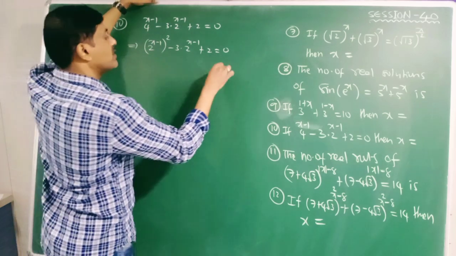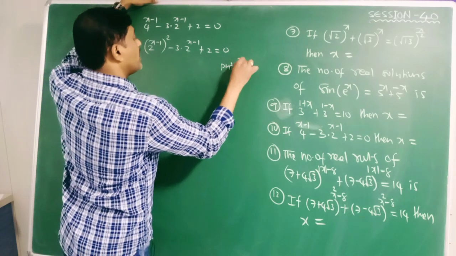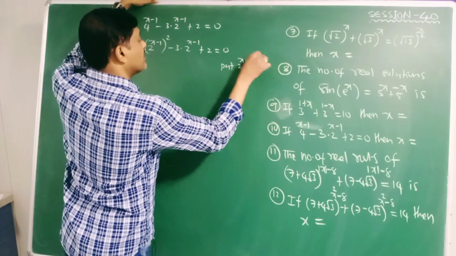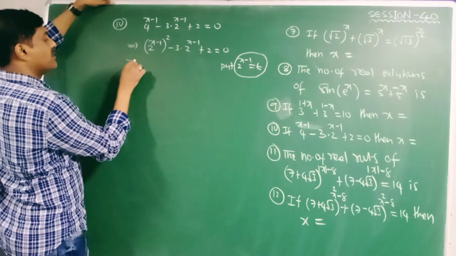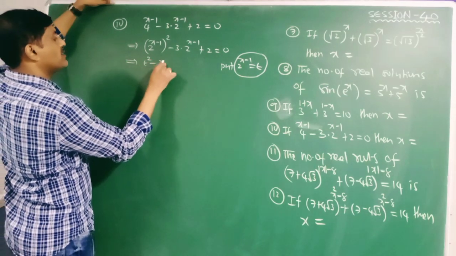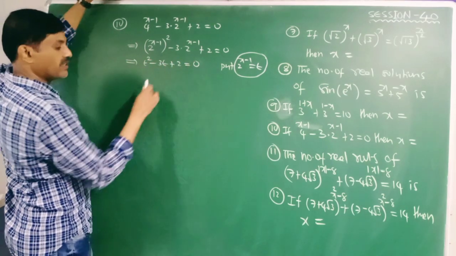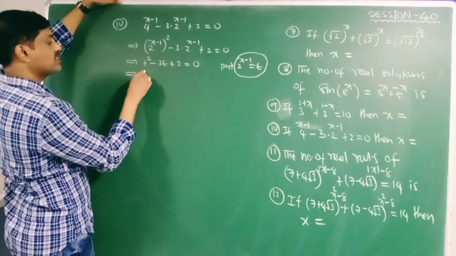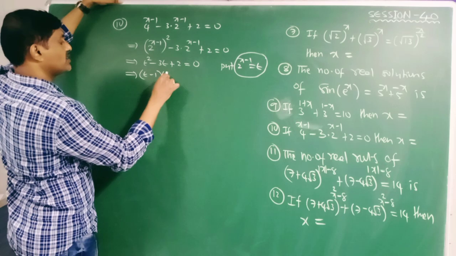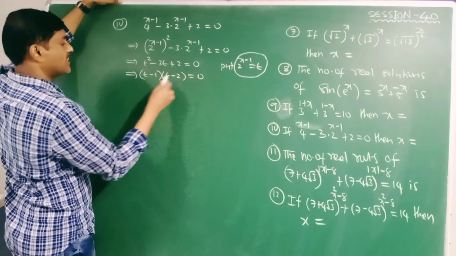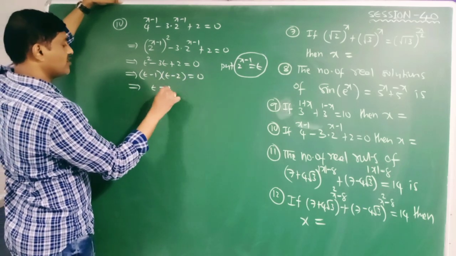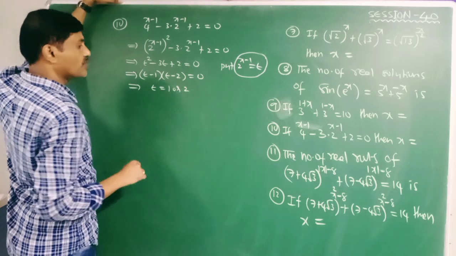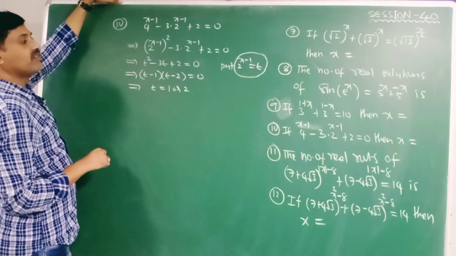Now put 2^(x-1) = t. It will become t² - 3t + 2 = 0. Now, 2 times 1 is 2, and 2 plus 1 is 3, clear. Here (t - 1)(t - 2) = 0. Here t is equal to either 1 or 2, so t = 1, 2.